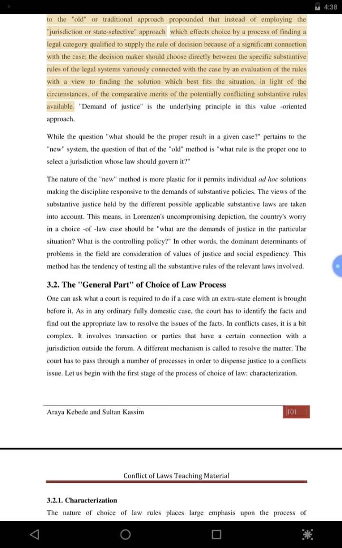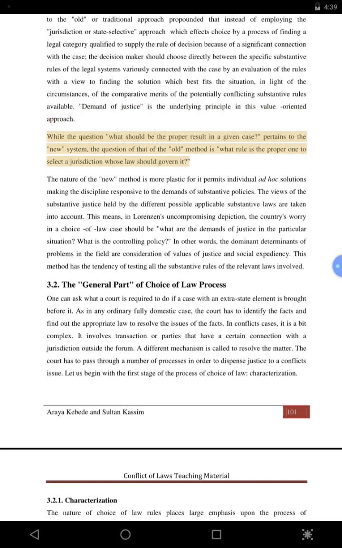choice by a process of finding a legal category qualified to supply the rule of decision because of a significant connection with the case, the decision maker should choose directly between the specific substantive rules of the legal systems variously connected with the case by an evaluation of the rules with a view to finding the solution which best fits the situation, in light of the circumstances, of the comparative merits of the potentially conflicting substantive rules available. Demand of justice is the underlying principle in this value-oriented approach.